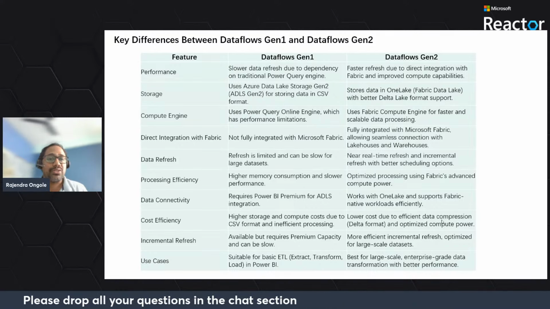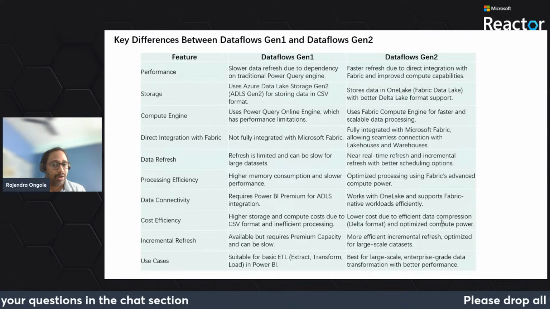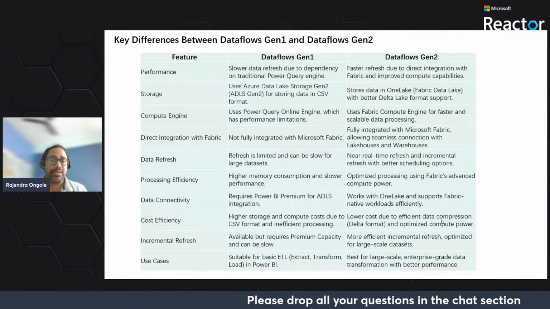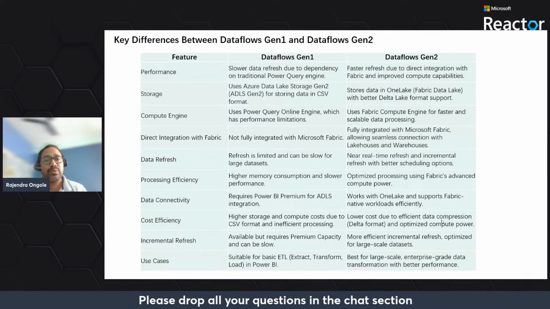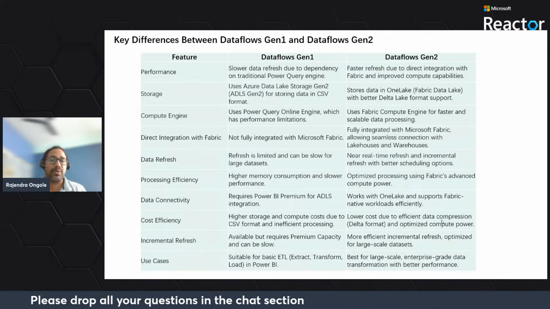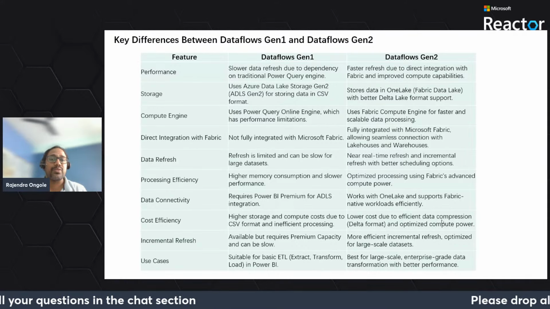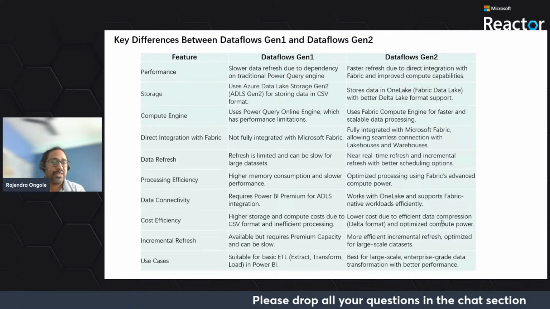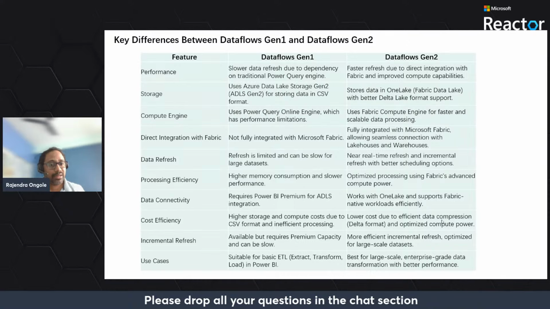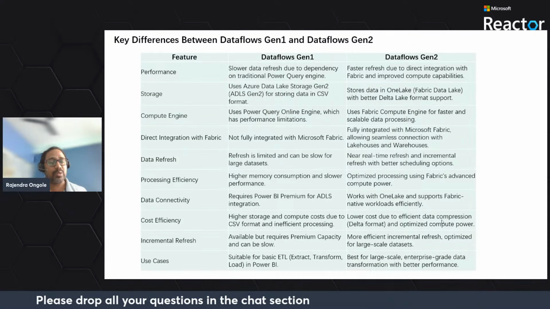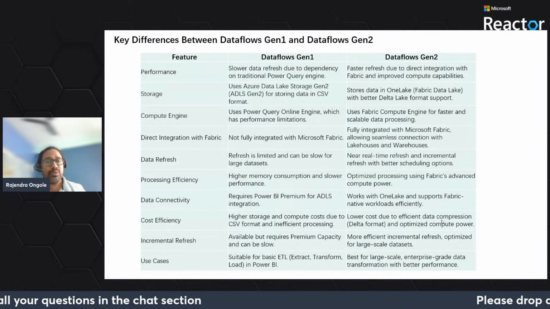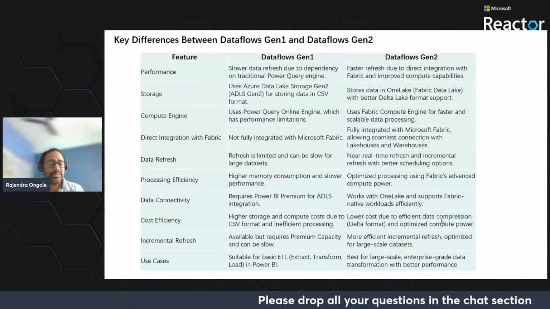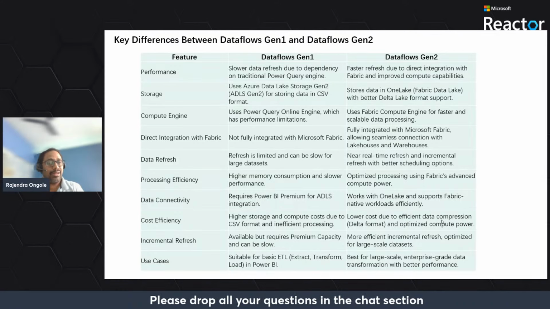Coming to the compute engine, Gen1 executes in the Power Query online editor and has performance limitations. Gen2 has faster activities, the data processing is faster, and the compute engine runs on a Fabric compute engine. Like that, in the first column of features, I have also added refresh. Refreshing in Gen1 is limited and slow compared to Gen2. And a very important thing here is that we are currently moving in the data world, where data is not very small.